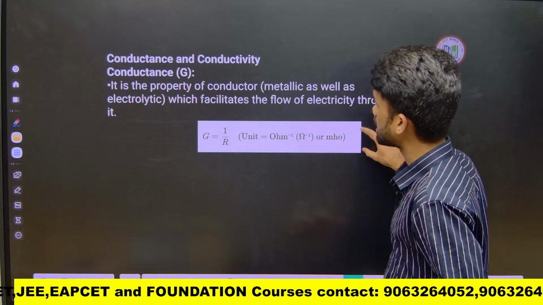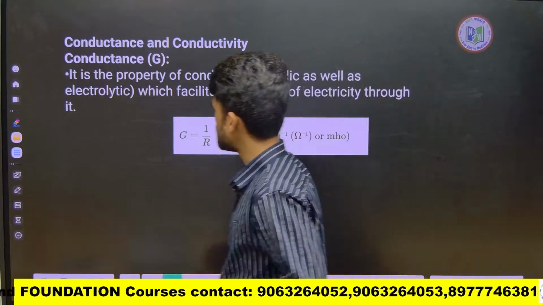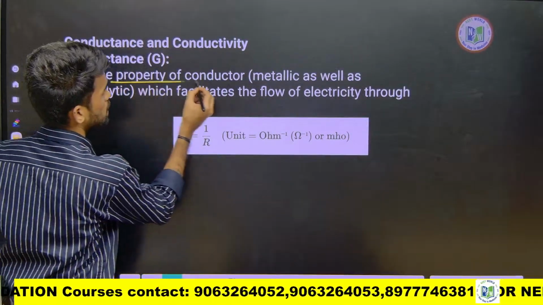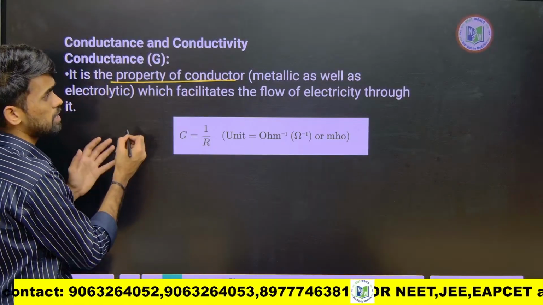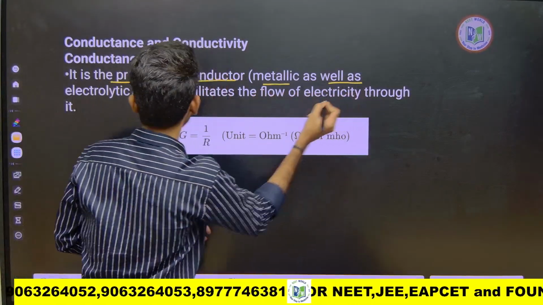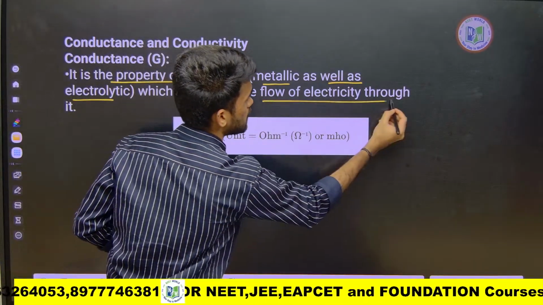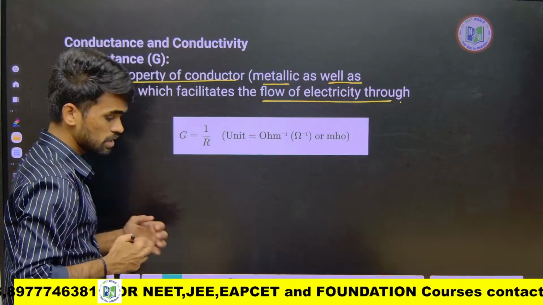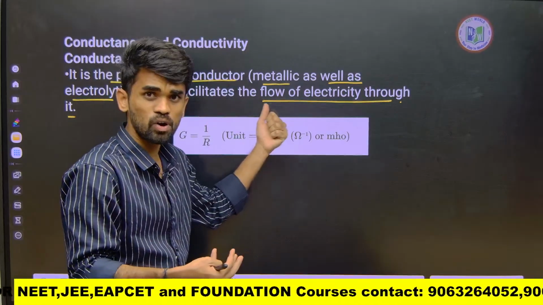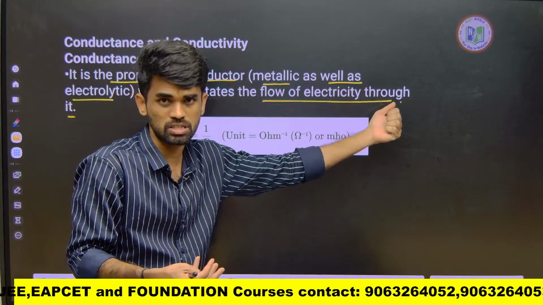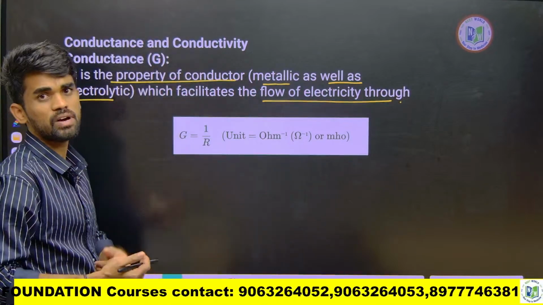What exactly is conductance? Conductance and conductivity. Conductance is a property of conductors, both metallic as well as electrolytic, which facilitates the flow of electricity through it. The flow of electricity through that particular substance is its conductance. Now, conductance is the inverse of resistance.